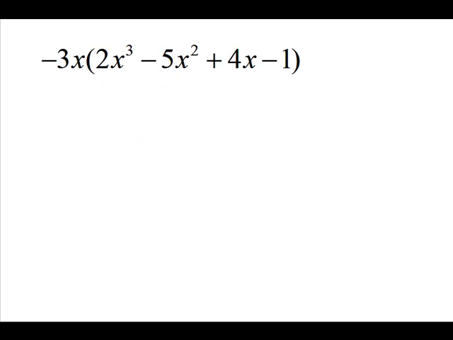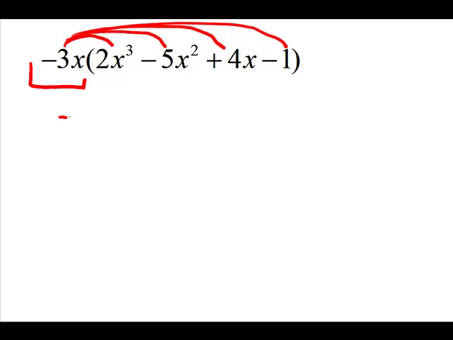Next, we'll look at a monomial times a polynomial. And this one works like some problems you've done before. It's going to be a distribute problem. So we're going to take the negative 3x and multiply by each term inside the parentheses. So first we have negative 3 times 2 will give us a negative 6. X times x to the 3rd, remember you will add the exponents, so we'll get x to the 4th. On the next one, we have negative 3 times a negative 5 will give us a positive 15.